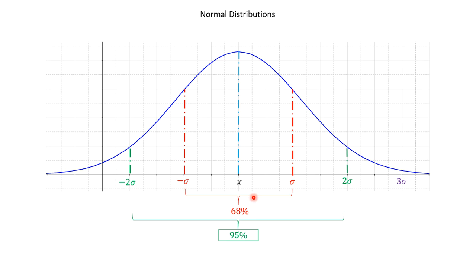Within 3 standard deviations of the mean, we get 99.7% of the data. And so if you're outside of 3 standard deviations, that 0.3%, that's what would be considered an outlier.